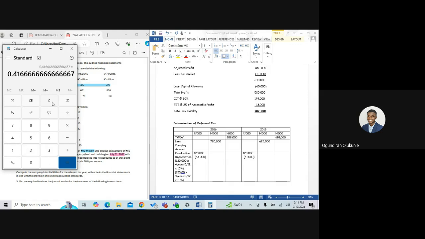All right, types 3 times 120. What calculator is faulty? So I have 41,000.